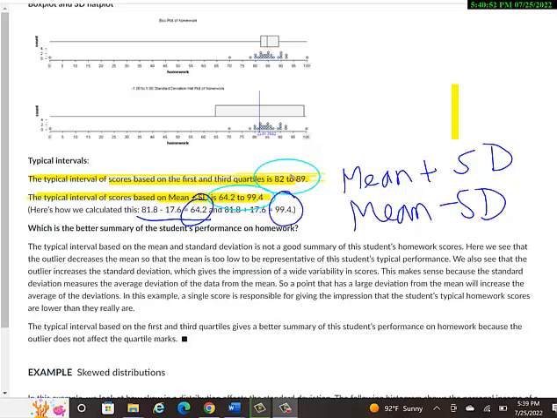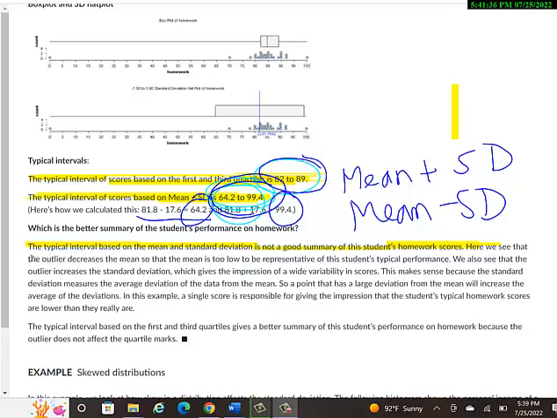So which is the better summary of the student's performance on homework? Well, the typical interval based on the mean and standard deviation is not a good summary of the student's homework scores. Like we said before, 3/4 of this student's homework were better than 82. But if you use the mean and standard deviation, the range of values is between 64.2 and 99.4. That makes it seem like this student has a wide range of homework scores, when really, like we said, 3/4 of these scores were above 80, was it 84, 82? So it feels like the quartile interval is a better indication of it.